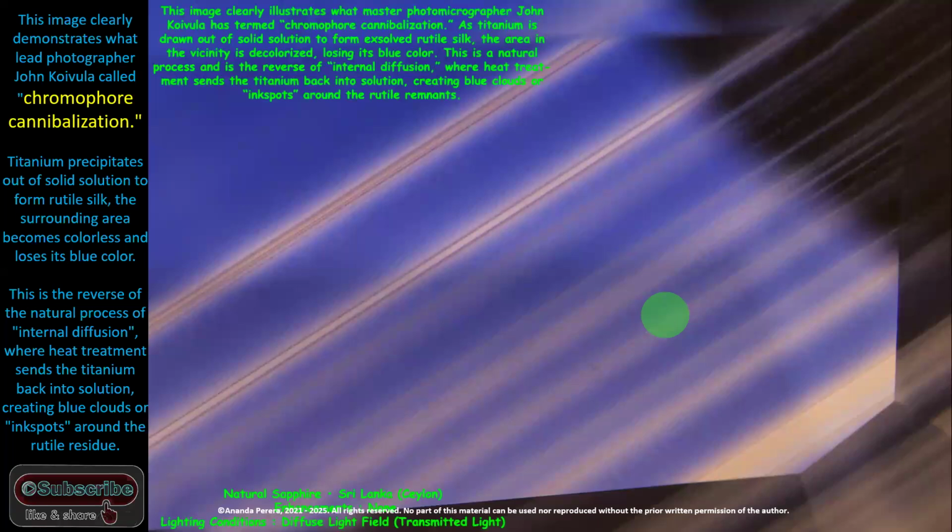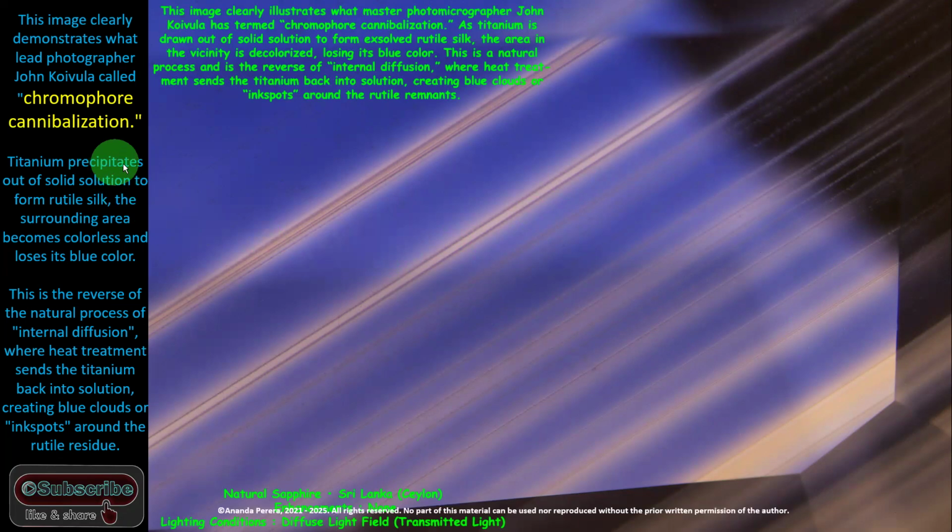This is a very important thing. So remember to print out all the pictures. You have to take printouts and keep them inside the file with the reference in your notes. This image clearly demonstrates what lead photographer John Koivula, the photographer and gemologist, called chromophore cannibalization. This is called chromophore cannibalization.